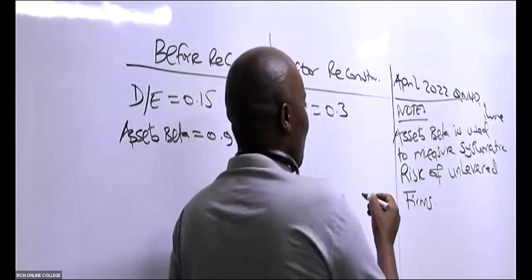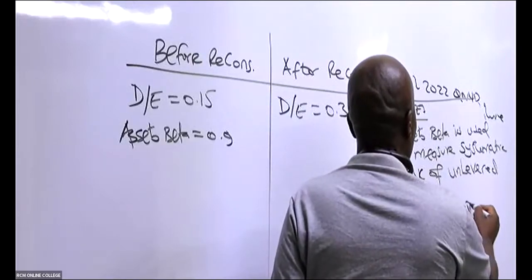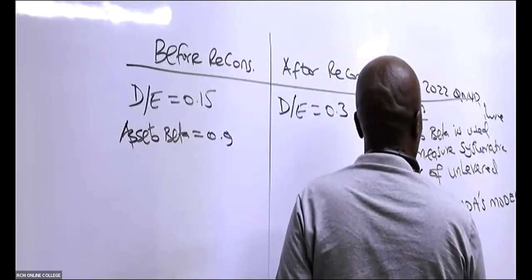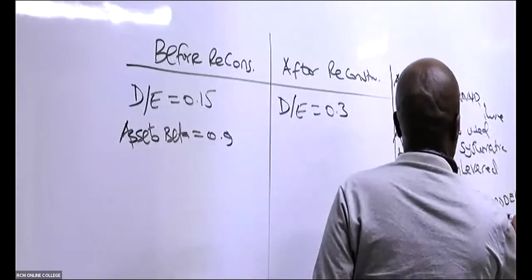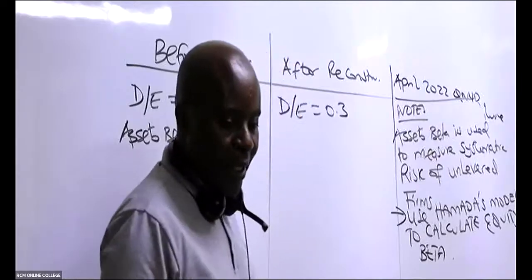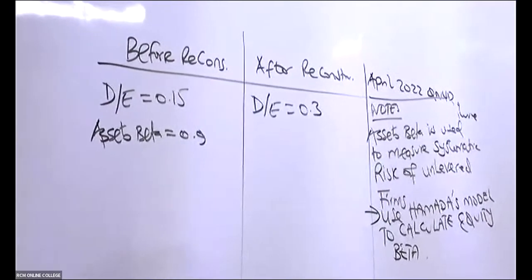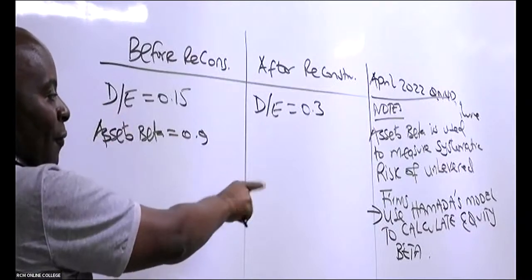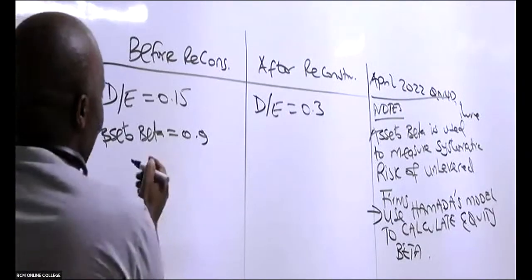Mention there, use Hamada's model to calculate equity beta. Why do I want equity beta? Simply because I can see that my companies here have debt. Equity beta is the one for organizations with debt. And how does this Hamada's model look like?